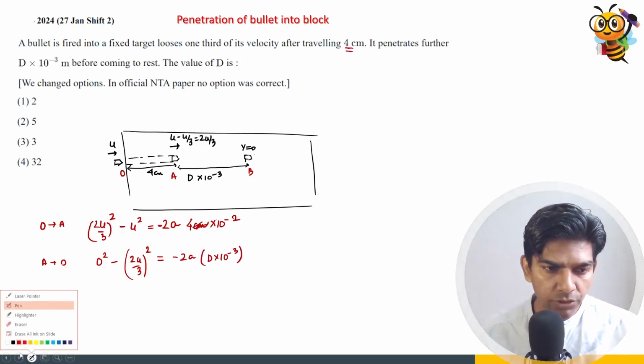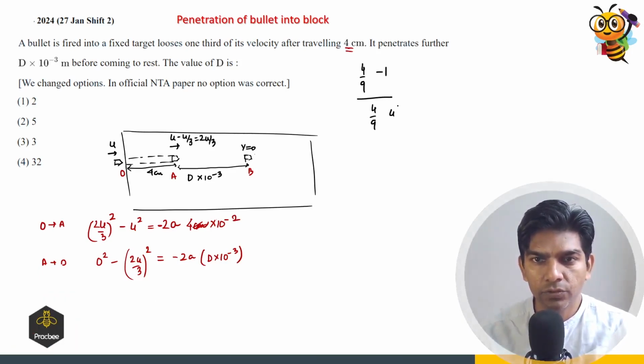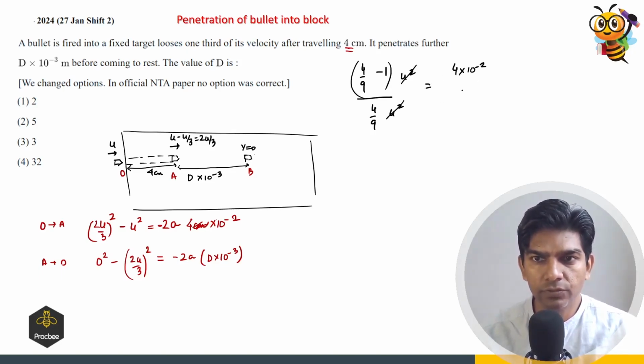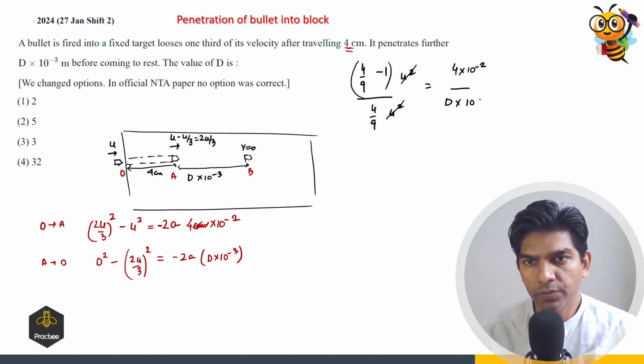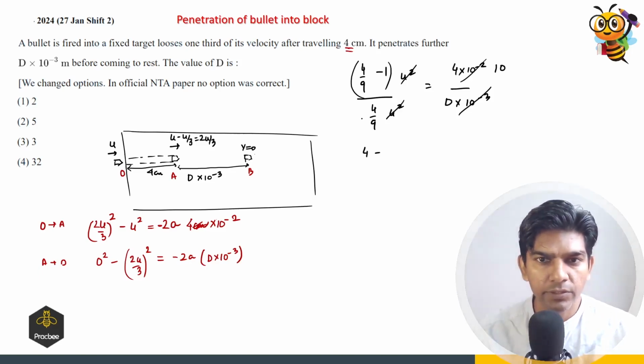Now let us take the ratio of these two. So it will be 4 by 9 minus 1 divided by 4 by 9. So u square will get eliminated and 2a will get eliminated, minus 2a, so that will give 4 into 10 raised to power minus 2 divided by d into 10 raised to power minus 3. So this will give us 10 in the numerator. So it will be 4 minus, yeah, there is a negative here.